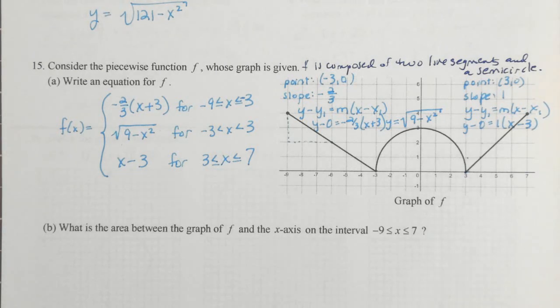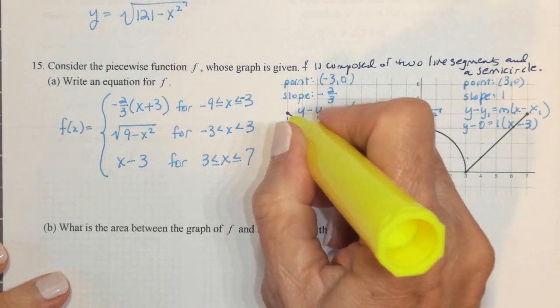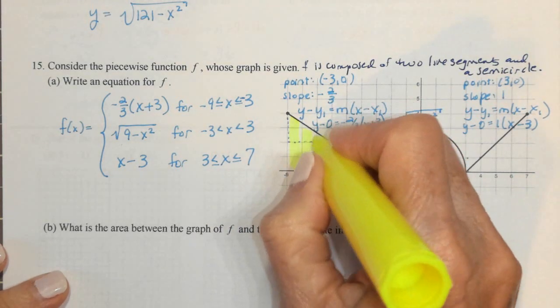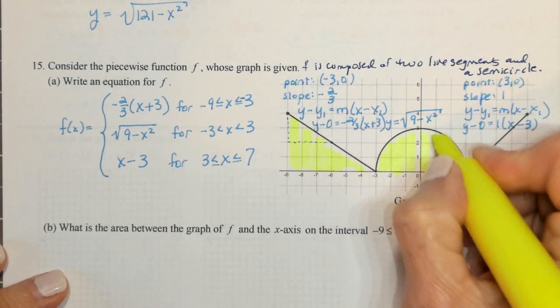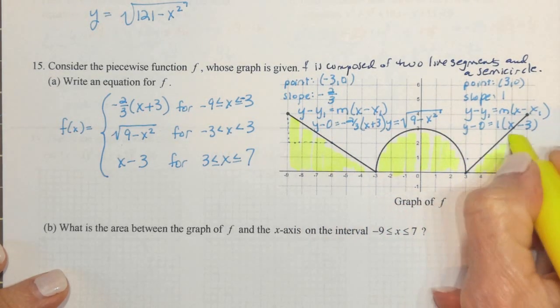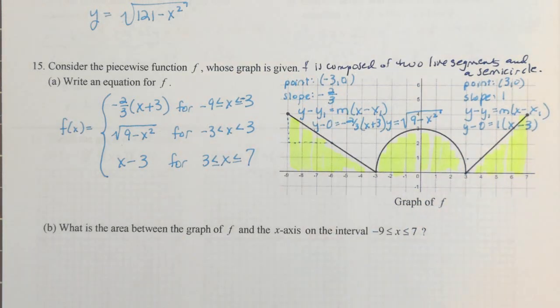Okay, one more thing I asked us to do here, and that is to find the area between the graph of f and the x-axis, from negative 9 to positive 7. So I need all of this area over here. Need that area.